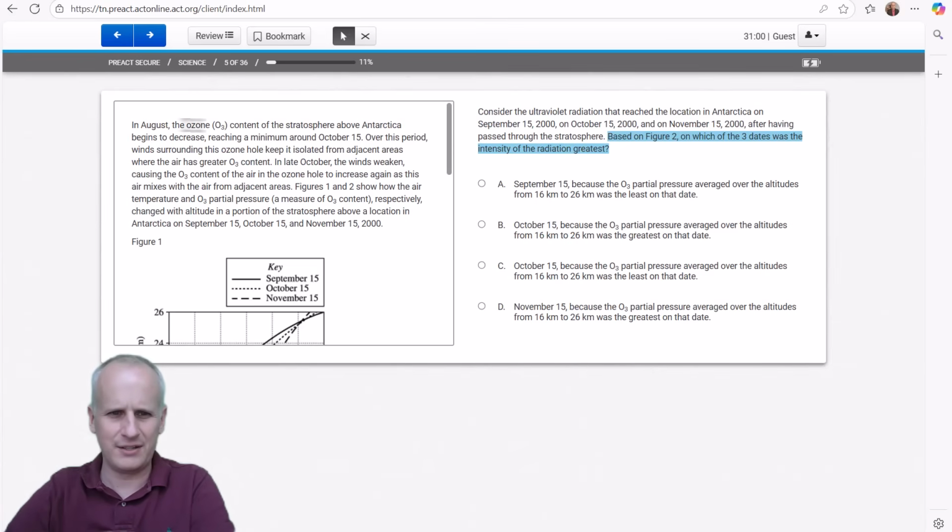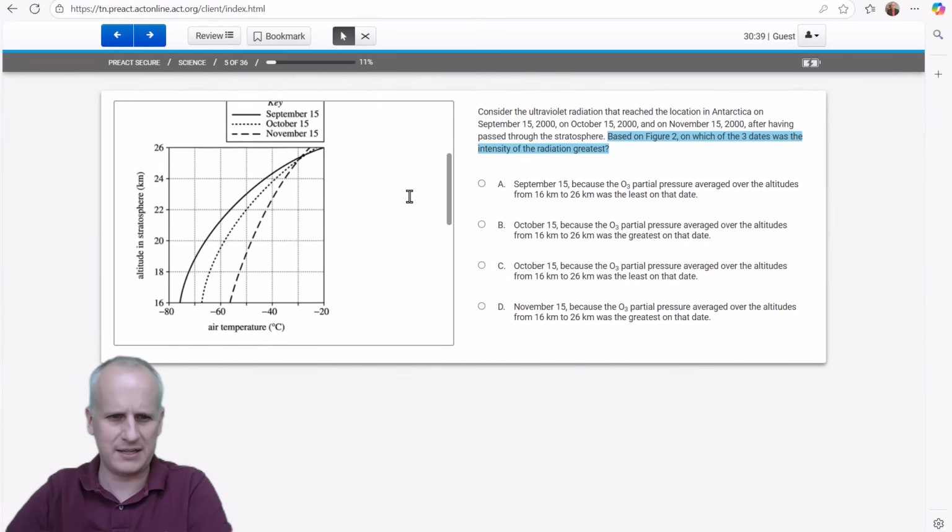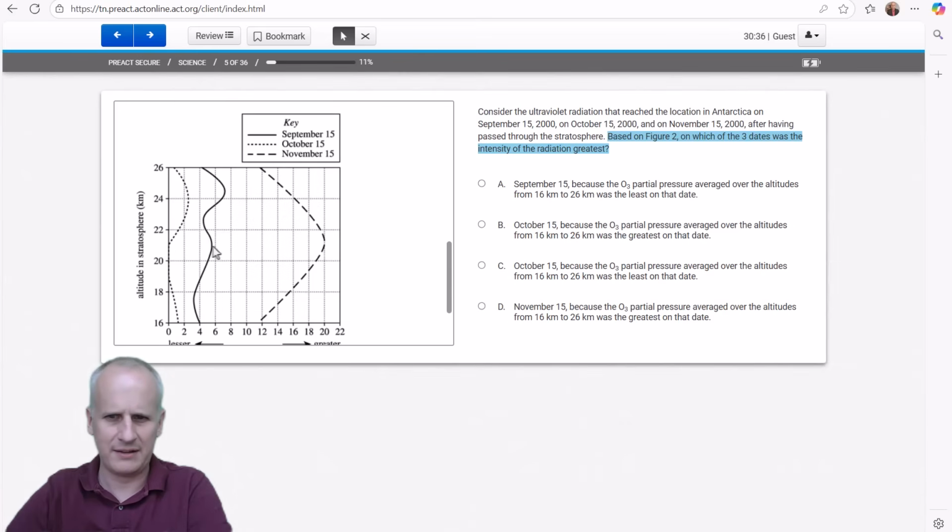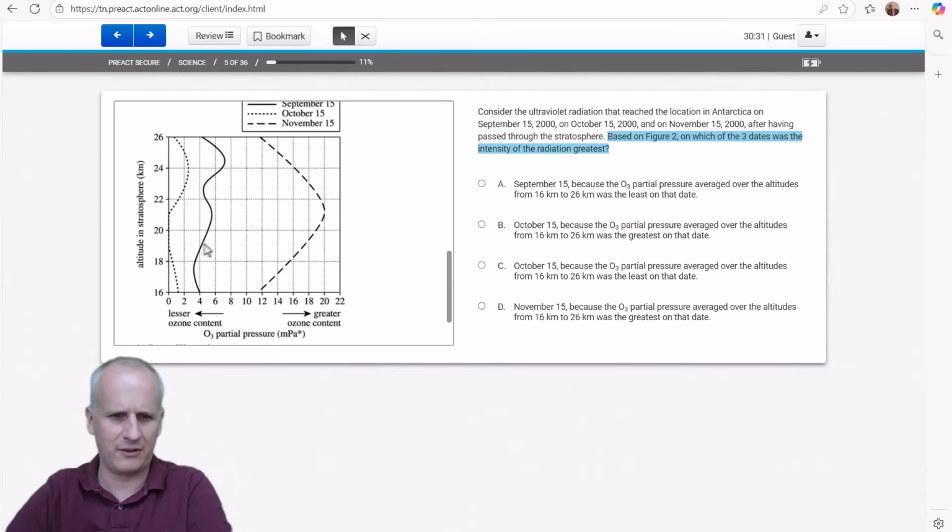So in August, the ozone content of the stratosphere above Antarctica begins to decrease, reaching a minimum around October 15. Okay, so there's a big ozone hole that keeps it isolated from adjacent areas where the air has greater ozone content. In late October, the winds weaken, causing the ozone content of the air in the ozone hole to increase again as this air mixes with adjacent areas. So again, we can see that the pressure of the ozone goes down to that dotted line and then it goes back up over November 15th.